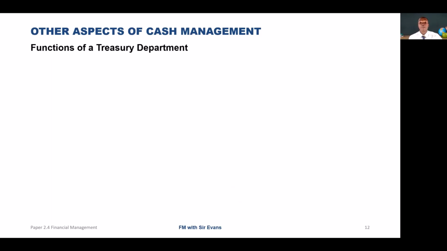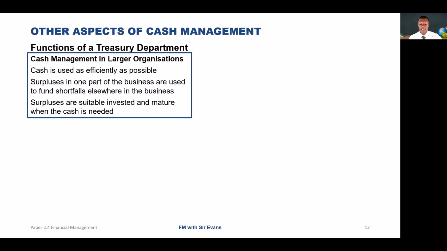Okay, some other aspects of cash management. We have a treasury department. Cash management in larger organizations is often handled by a specialist department known as a treasury department. It centralizes the control of cash so cash will be used as efficiently as possible. Surplus in one part of the business will be used to fund shortfalls elsewhere in the business, and surpluses are suitably invested and matured when cash is needed.